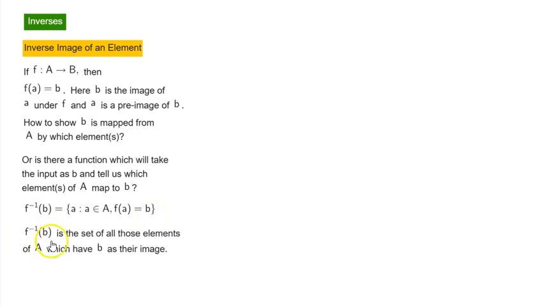Now, F inverse of B is the set of all those elements of A which have B as their image. So, A is called the inverse image or pre-image of the element B.